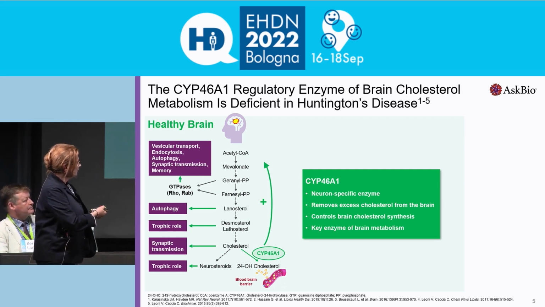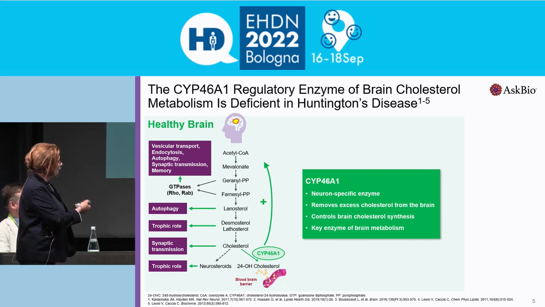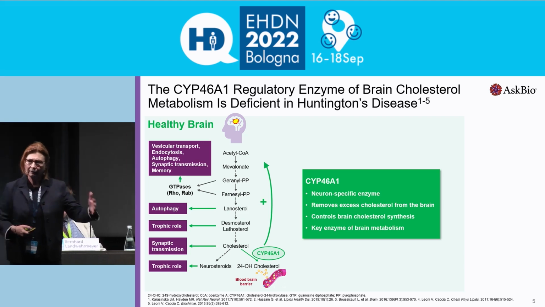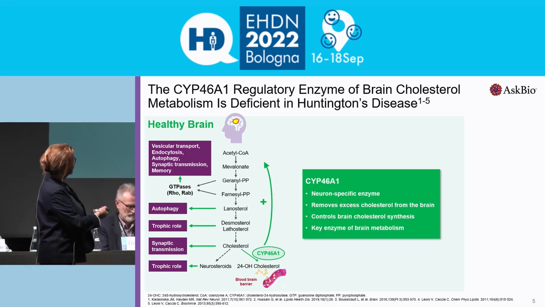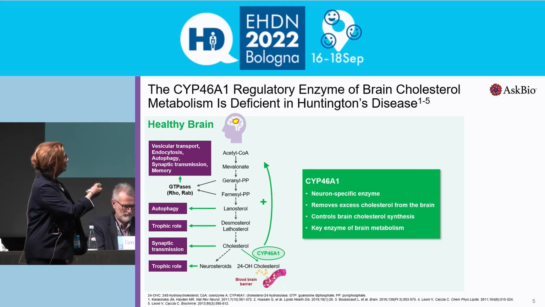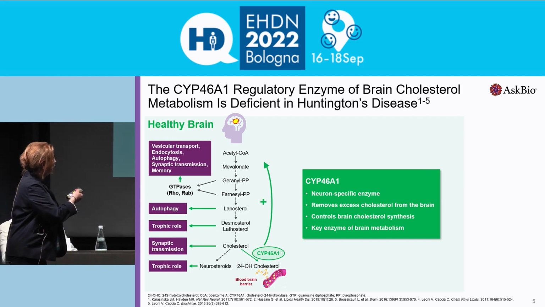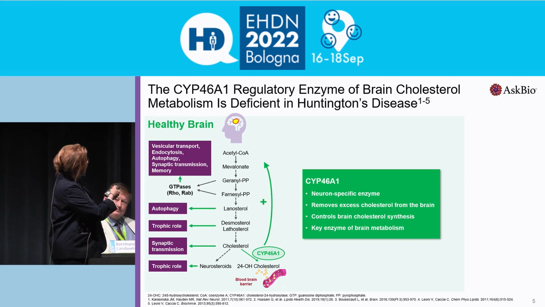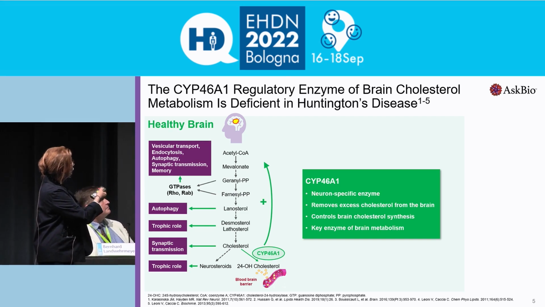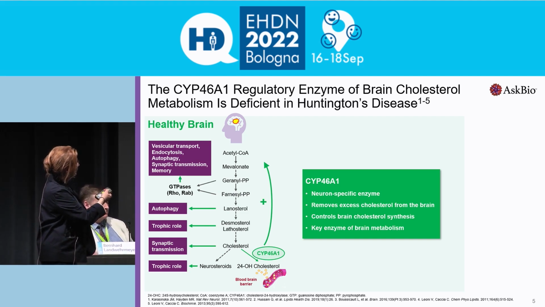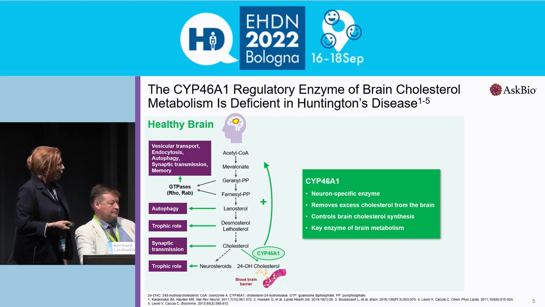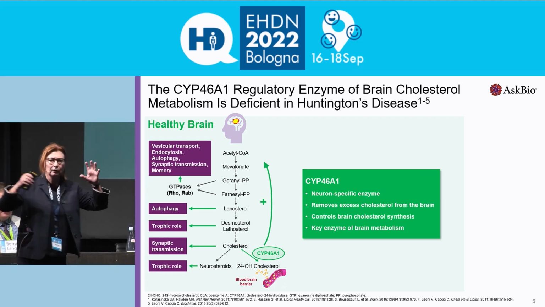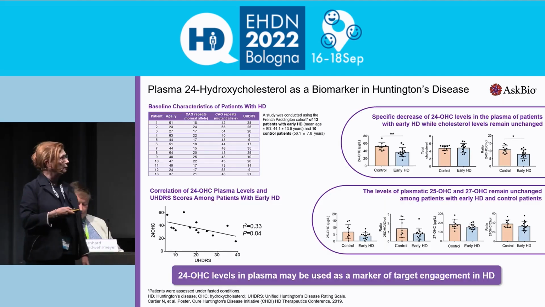This enzyme CYP46A1 is extremely important, not only because it's doing this and allows to excrete excess cholesterol out of the brain, but also because it activates the whole pathway. And as you see here, this pathway produces a number of compounds that play a critical role in neuronal functions, particularly vesicular transport, endocytosis, autophagy, and I will come back a lot on autophagy later, and synaptic transmission. So really this enzyme is key, it's neuron specific, and it plays a global role on brain metabolism.